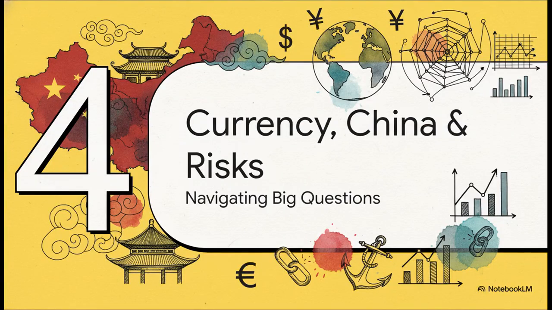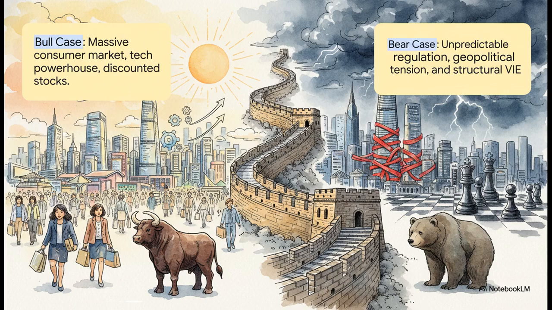Now, of course, going global isn't without its own set of challenges. So let's tackle the two biggest questions that investors always have: China and all the other key risks you've got to think about. Let's start with China. It's a classic two-sided coin. It presents this incredible opportunity, but also a pretty significant set of risks. On one hand, you have this massive growing consumer market, but on the other hand, you have totally unpredictable regulation and some serious geopolitical tensions. You really have to weigh both sides carefully.